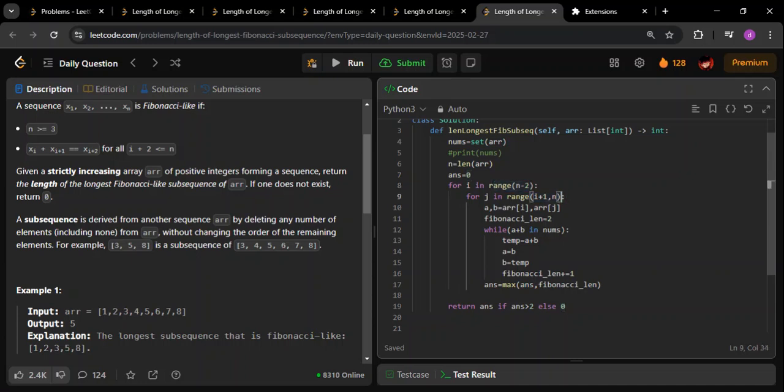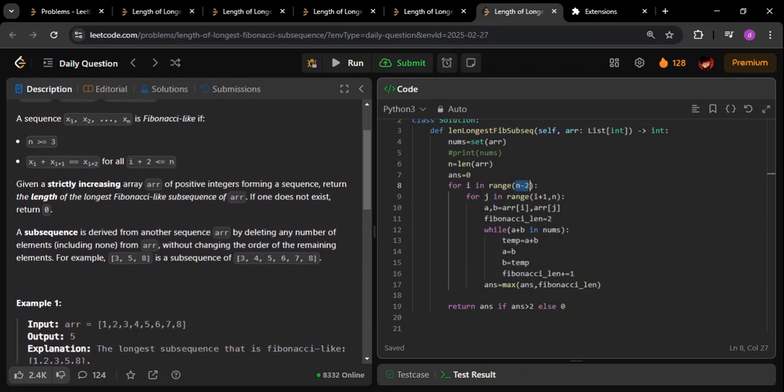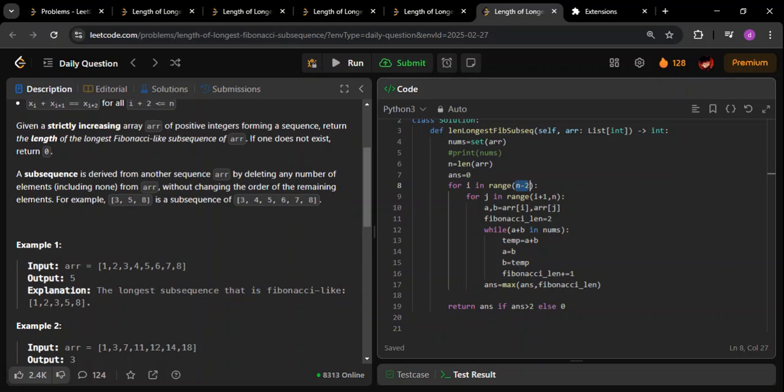Why am I taking n minus 2? The reason is the Fibonacci series has to be at least of length 3. If it is not of length 3, then it doesn't make a sequence at all. This is an edge case for this question. The sequence that you're finding has to be at least 3 or greater. If it is less than 3, you will have to return 0 as your answer. So the answer is going to be either 0 or greater than or equal to 3. That's what the answer range is going to be. For that reason, if there are no 3 elements possible at the end, that's why I'm taking the starting element like this.